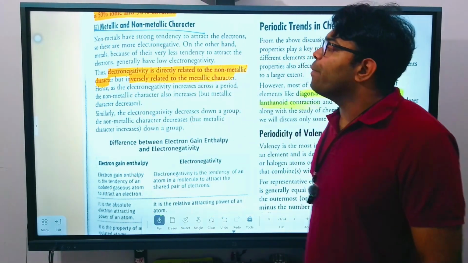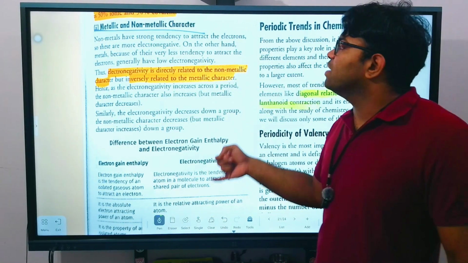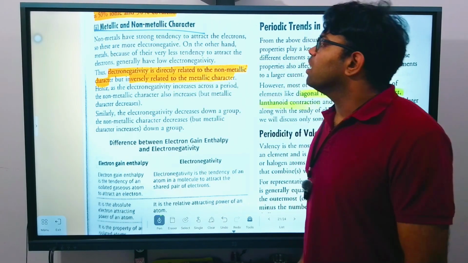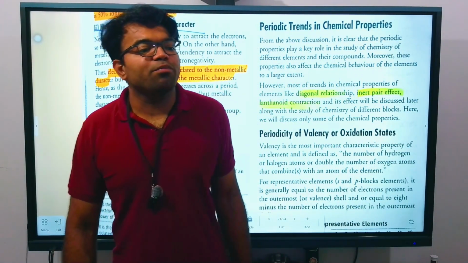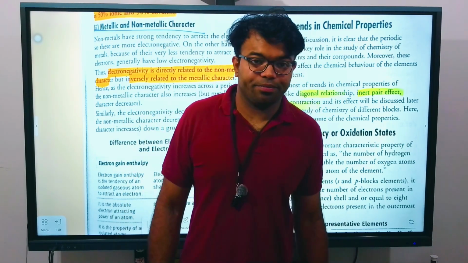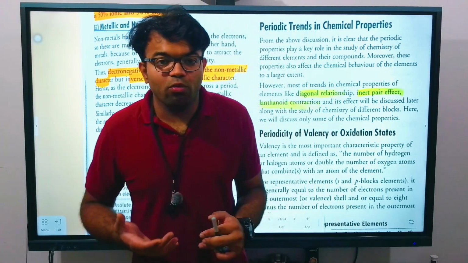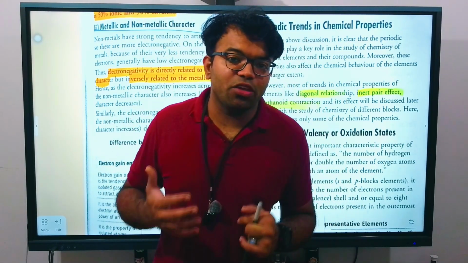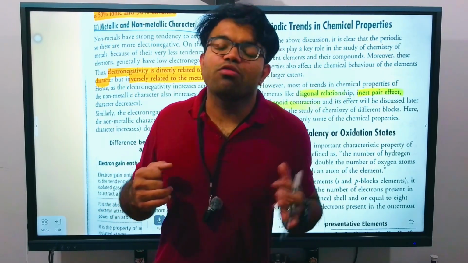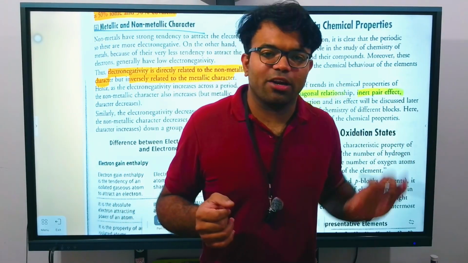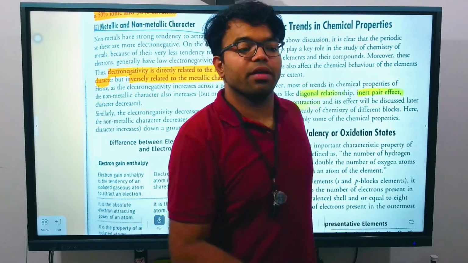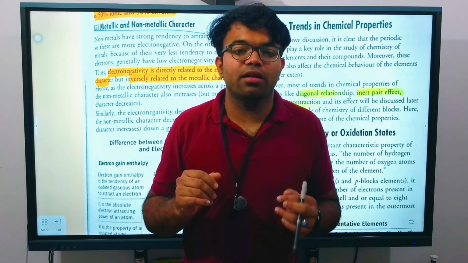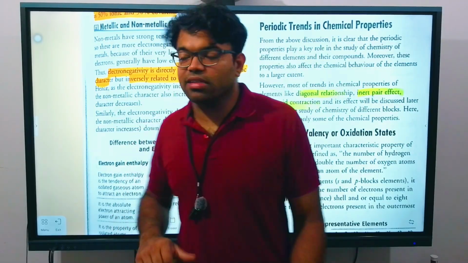On the other hand, metals, because of their lesser tendency to attract electrons, generally have low electronegativity. For metals, we have another property known as electropositivity. Non-metals you define by using their electronegativity. You say that metals are very less electronegative, but metals are highly electropositive. That is something we will learn more about in future classes.